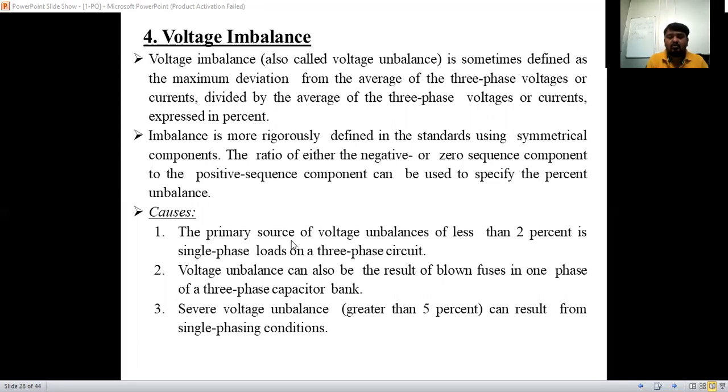The primary source of voltage imbalance of less than 2% is single-phase loads on the three-phase circuit. Severe voltage unbalance can result from a single-phasing condition only. If there is more than 5% voltage unbalance, we consider that severe voltage unbalance or imbalance. Up to here we discussed in yesterday's class.